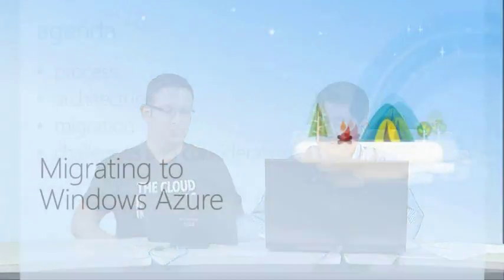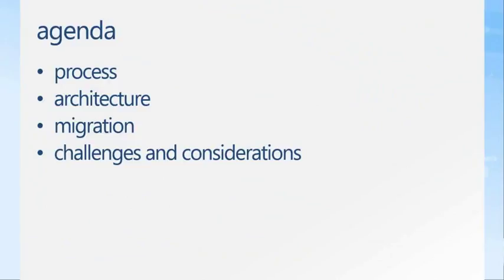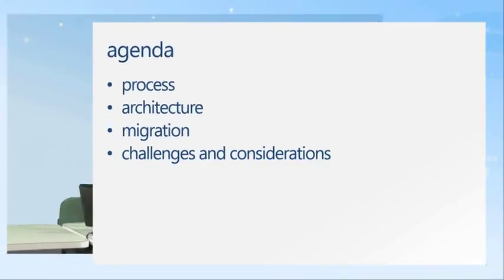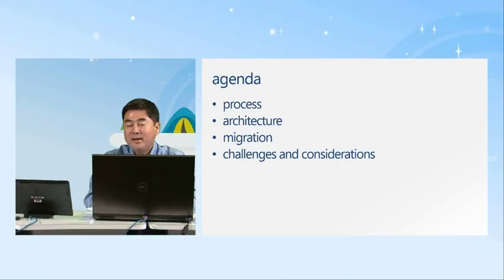Okay. So what I'm going to be talking about today is migrating to Windows Azure. The agenda for today's presentation is we're going to start off by talking about the process by which you can select applications that would be good candidates for moving to Windows Azure. After that, we're going to talk about some architecture things. What components are there in Windows Azure, and what can you use them for, especially in relation to the existing applications that you have today. Next, I'll do a demonstration of actually migrating an application to the cloud. And finally, we'll end off by looking at some of the challenges and things you may want to think about when you're looking at moving applications to the cloud.